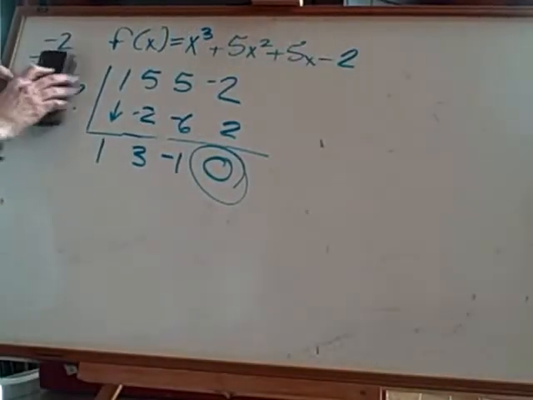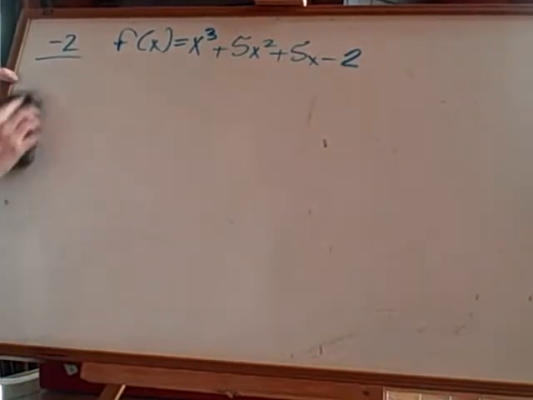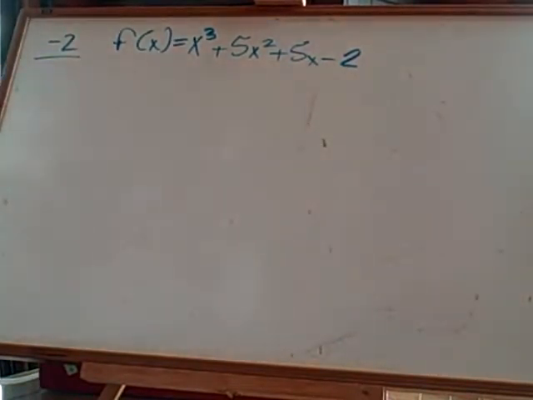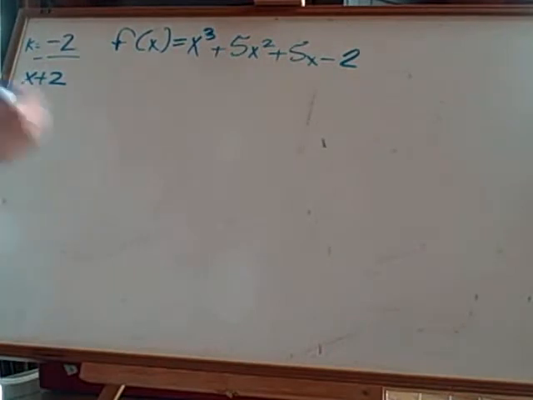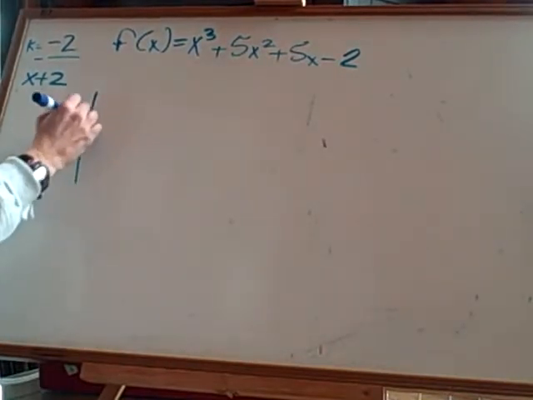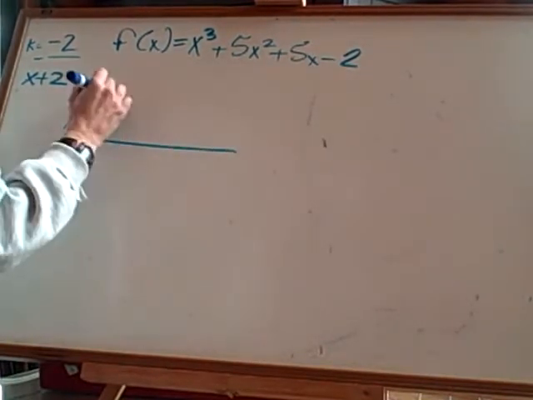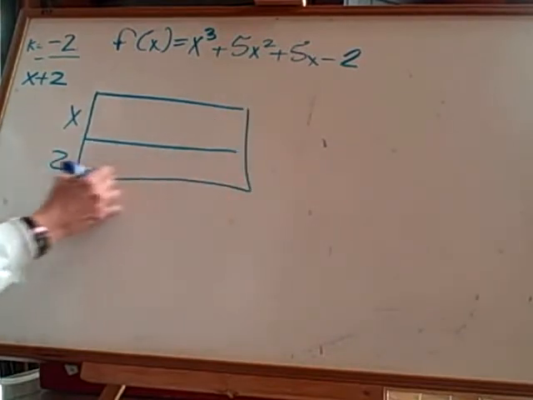Okay, we showed you this with synthetic. I want to show you it with box division as well. So with the box division, the first thing we need to know, this is like my k equals -2, so my factor is going to be x plus 2. Would you agree with that? Mm-hmm. So in our box, on the side here, we're going to have our x and our 2, if you recall what we did with the box division earlier.